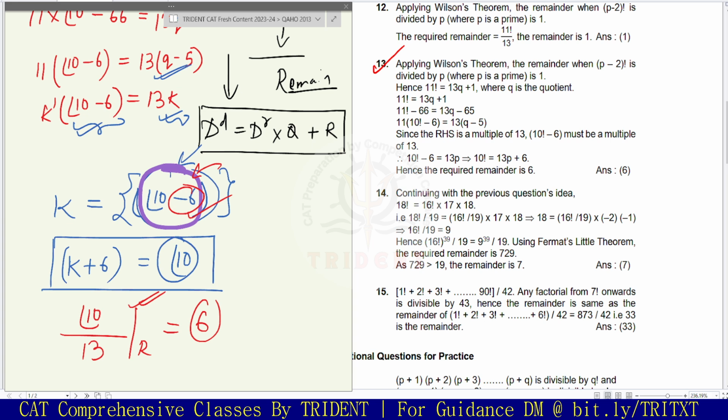So I'll give you some time. If you want to, you can take a screenshot or something, and you can read it. Wilson's theorem says that, the same idea you can use. I've explained it.